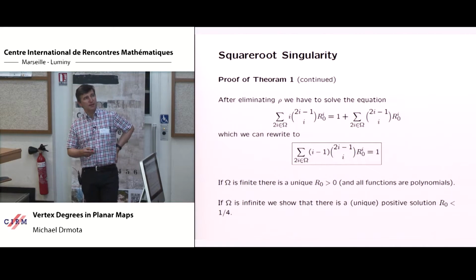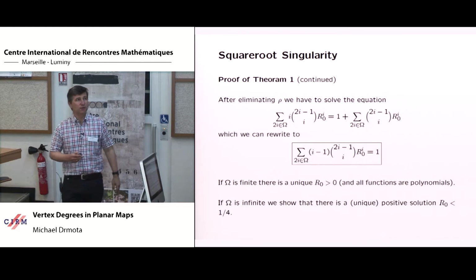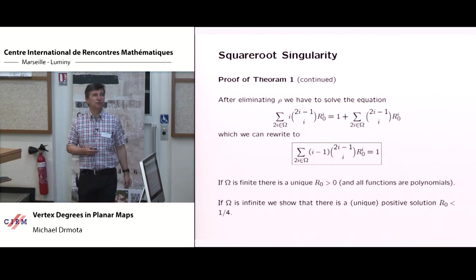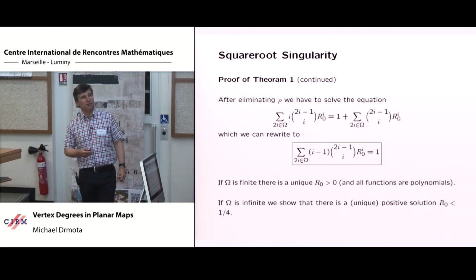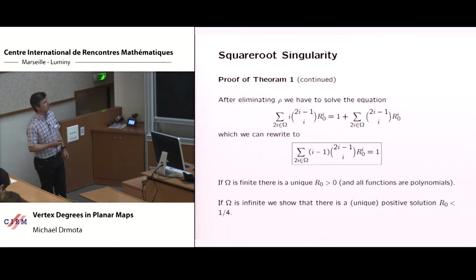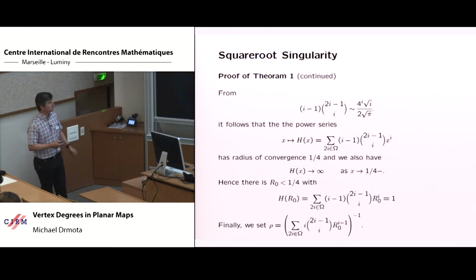Okay, and the nice thing is that here we get an equation for R0 which looks promising, because the left-hand side is strictly increasing in R0, so it should hit 1 at some value, and this should be our solution. But we have to be careful that we are inside the region of convergence of this series. Again, if omega is finite, it's just a polynomial equation, so there is no problem. So let's stick to the infinite case.